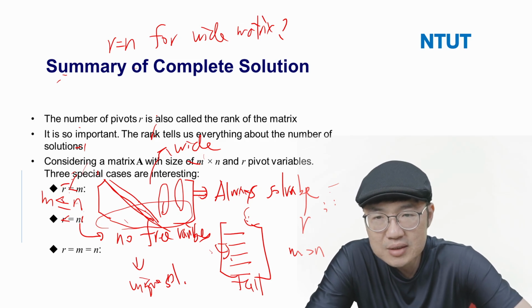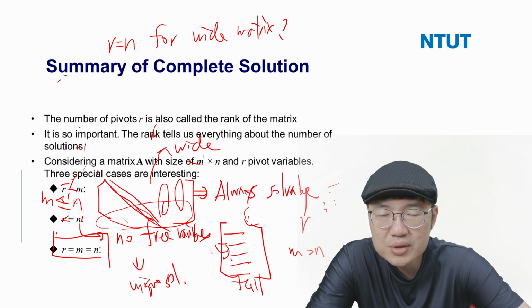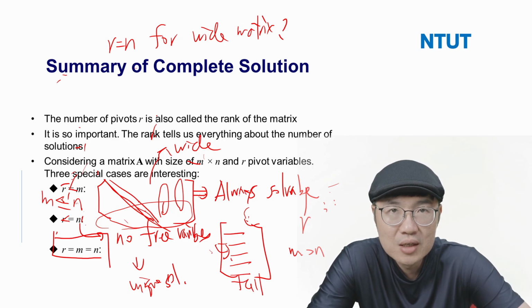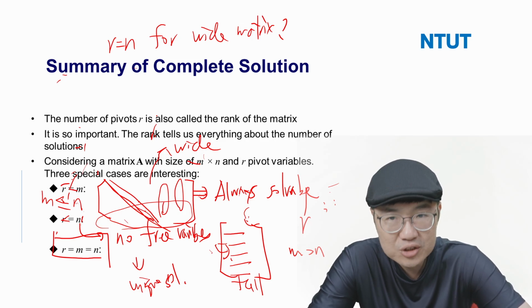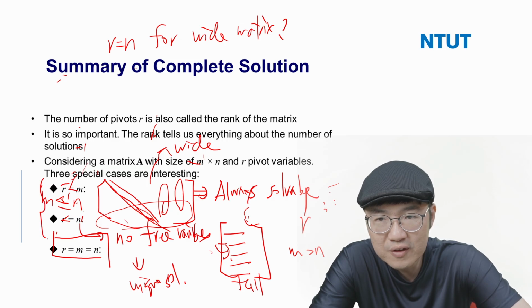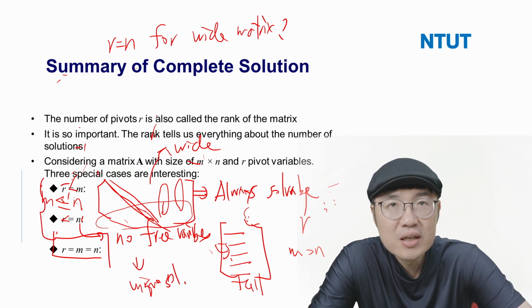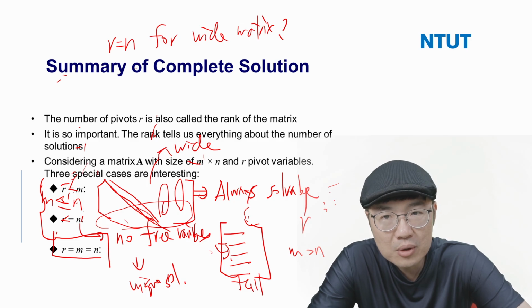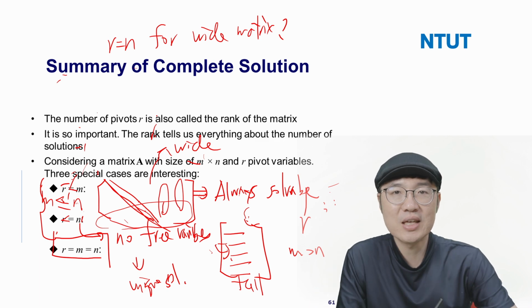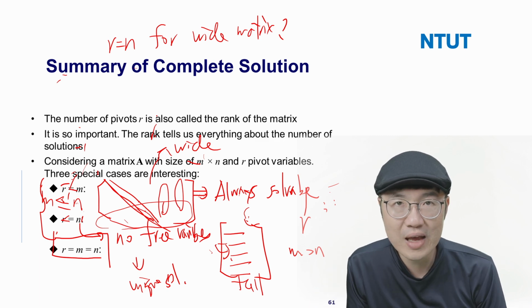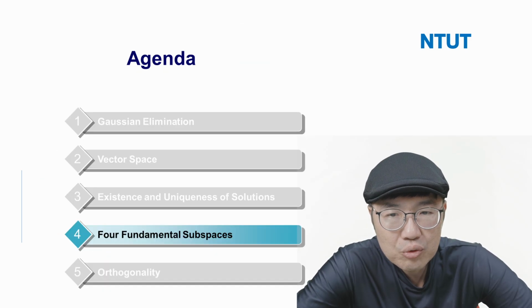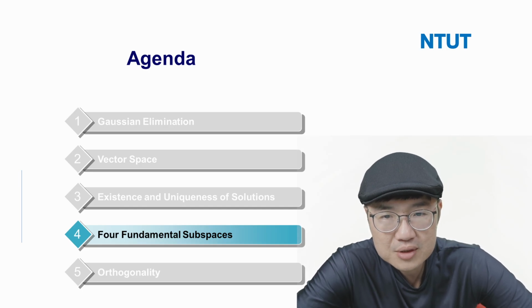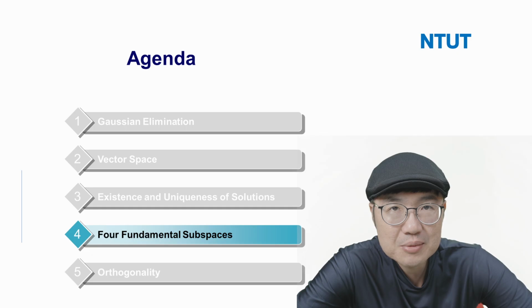Considering the case R equals M equals N, it must be square, which also indicates the rank is the number of rows and the number of columns. So you must include the previous two properties: it's always solvable, and the solution is always unique. So this is the best case you can get. You have a solution and that solution is unique. With this understanding, now we can use more formal language about the four fundamental subspaces.